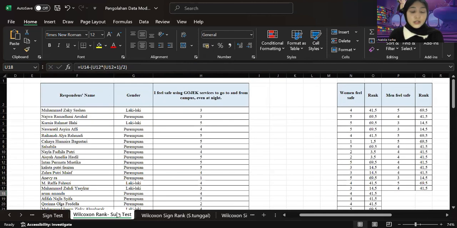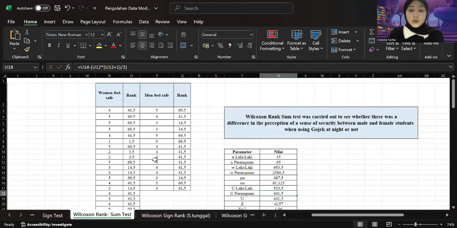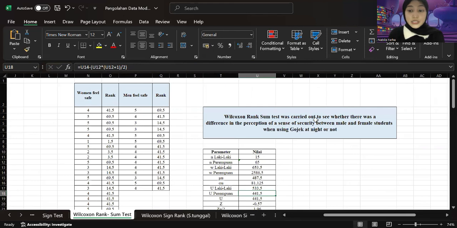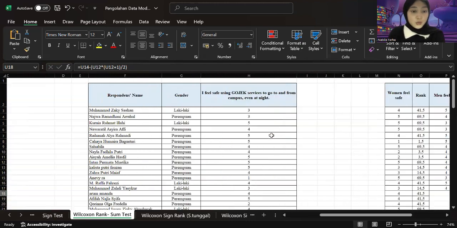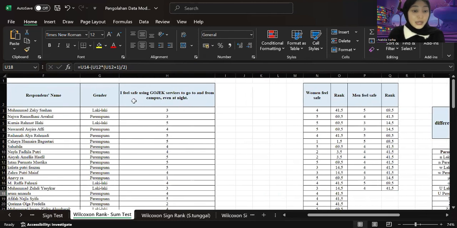Next, we do the Wilcoxon rank sum test. Here, the Wilcoxon rank sum test was carried out to see whether there was a difference in the perception of a sense of security between male and female students when using Gojek at night or not. Here we got the data of the statement, I feel safe using Gojek services to go to and from campus even at night.